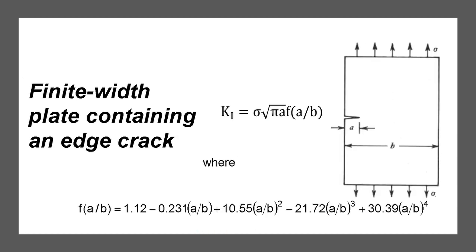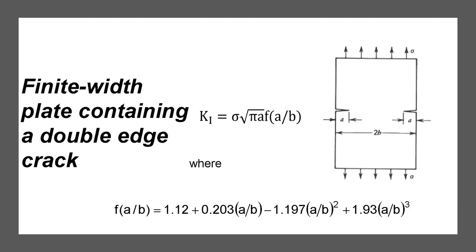When dealing with a finite width plate that has an edge crack, the same equation is applied. The function factor that is added to the equation is the only modification. Note the 1.12 in the equation, which accounts for the fact that the edge crack exhibits a 12% increase in the value of the stress intensity factor compared to the case of a plate with a through crack.